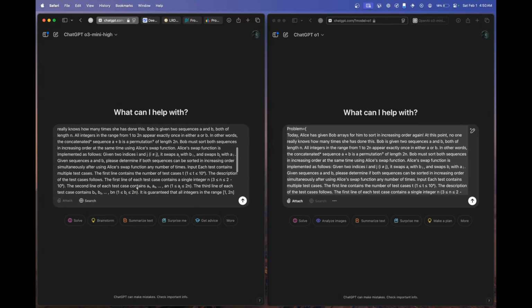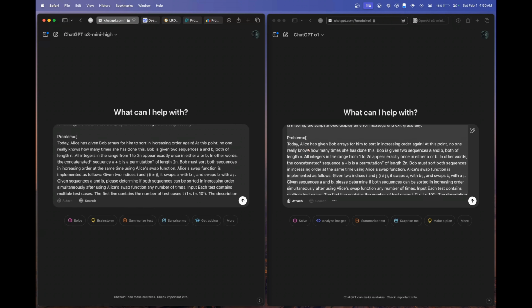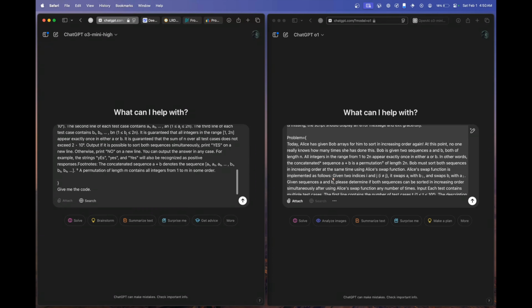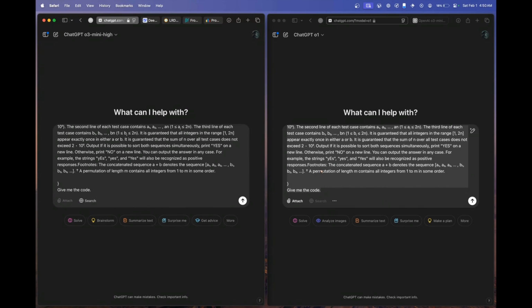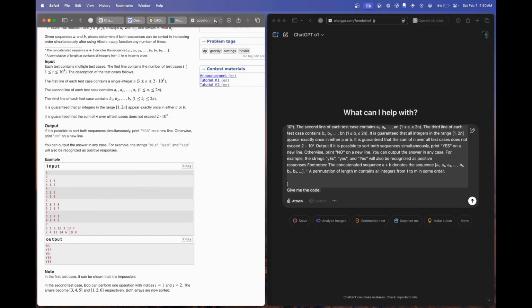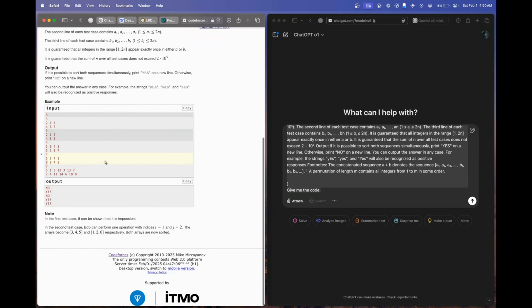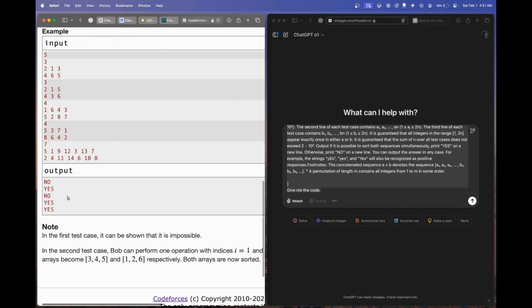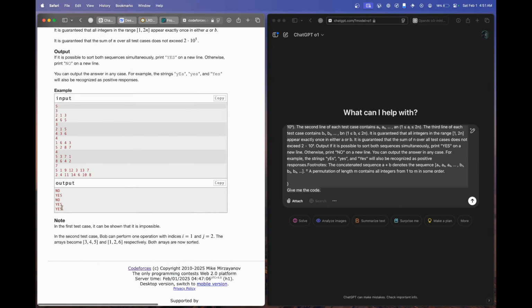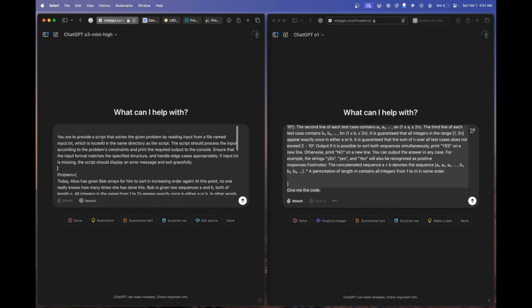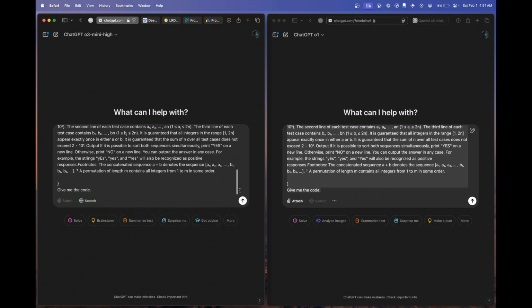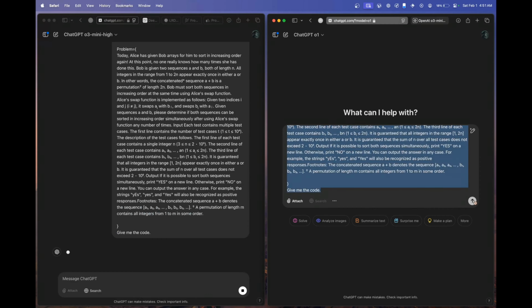As you can see, this is the question and there are two friends, Alice and Bob, and Alice has given Bob some arrays to sort, and Bob has to sort those arrays and give us the correct answer. Here you can see there is an example input and output. We'll be pasting this input and this is the output we should be getting: no, yes, no, yes, yes. I've given clear instructions that you have to write a Python script and all of that. Let's see if any of these models is able to get it right.